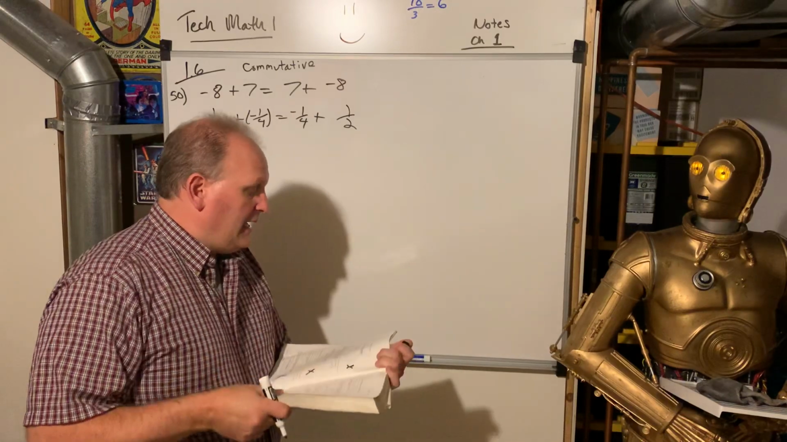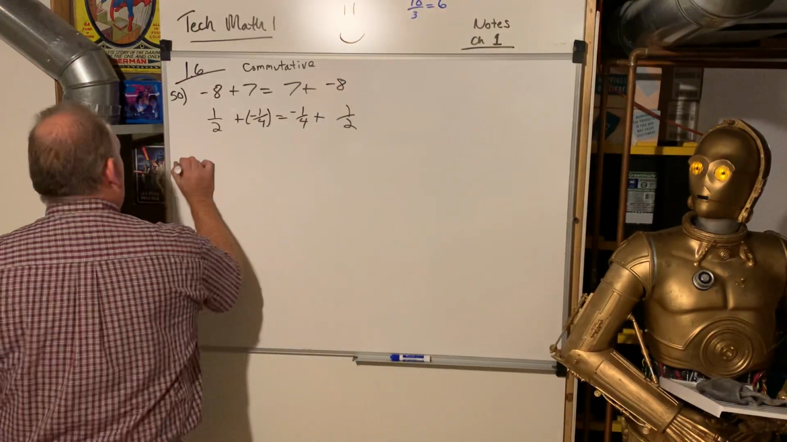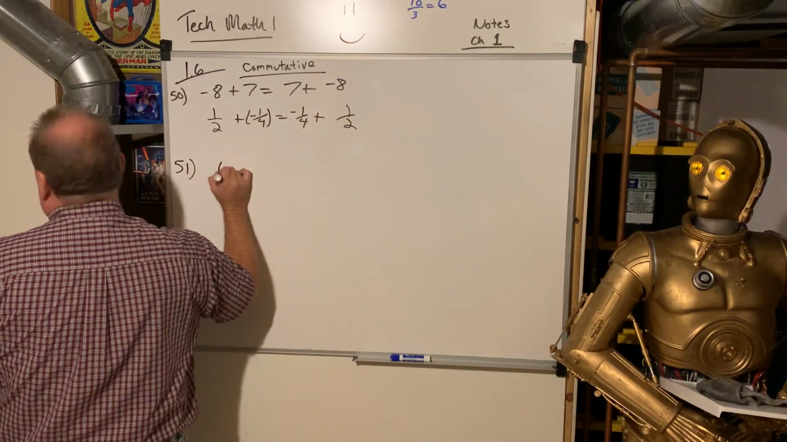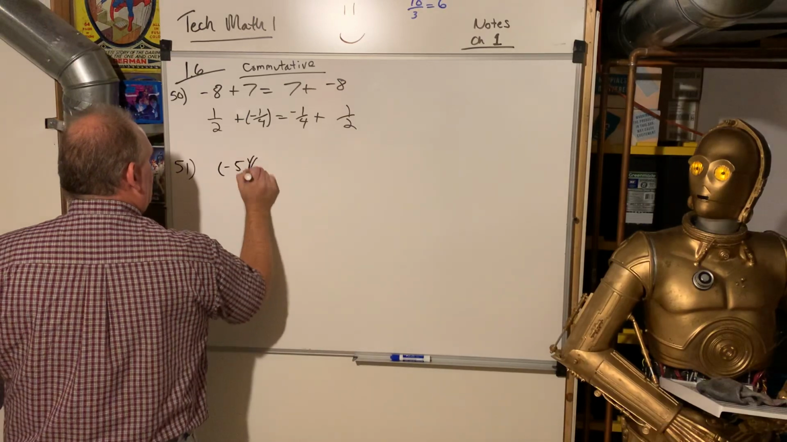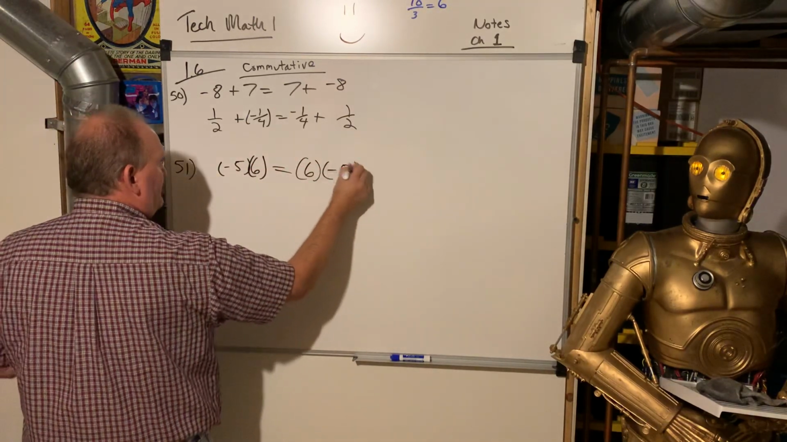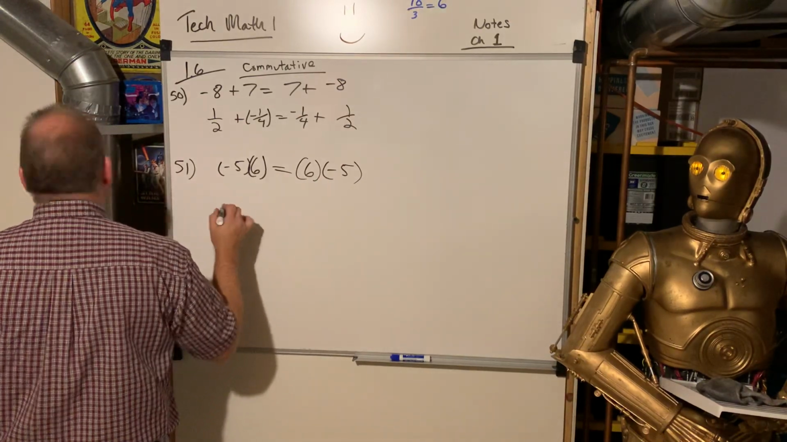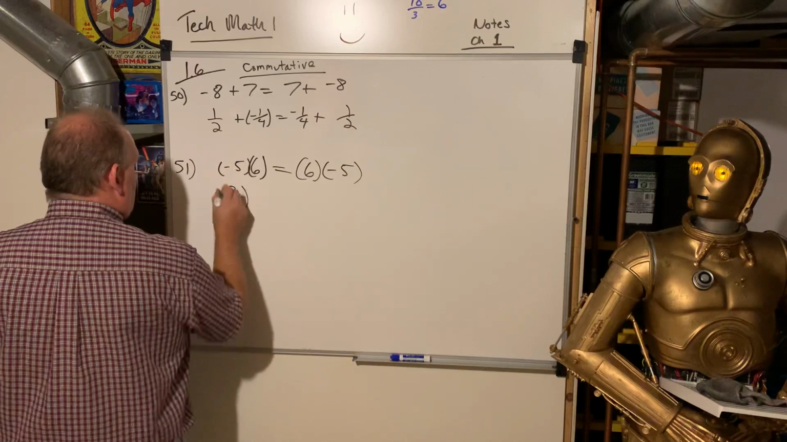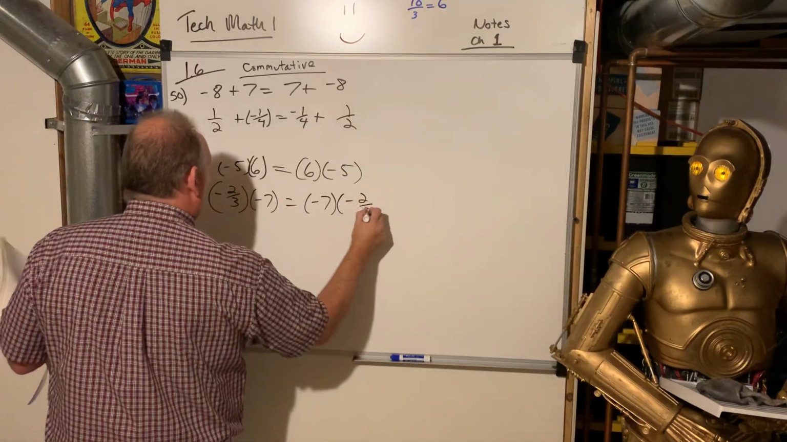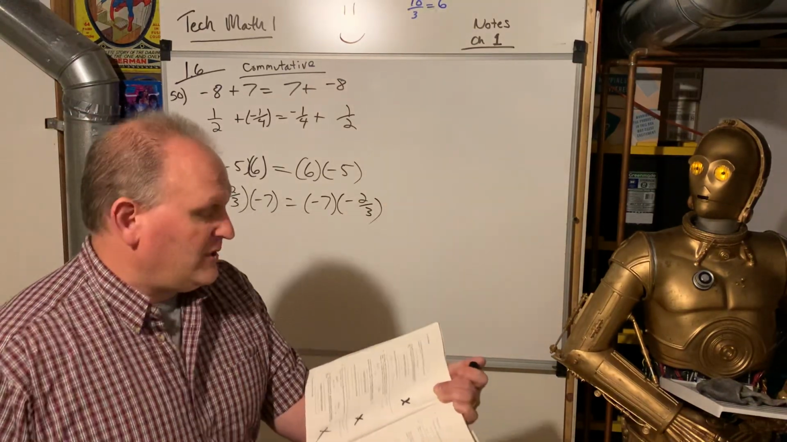Let's take a look at 51. That's again the commutative property for 51, so we're still doing the commutative property. It's just for multiplication, so negative 5 times 6. They don't want negative 30, they want 6 times 5. They just want you to switch the order, okay? Negative 2/3 times negative 7, that's going to be negative 7 times negative 2/3. So all I did was write it in the other order. That's all the commutative property is.